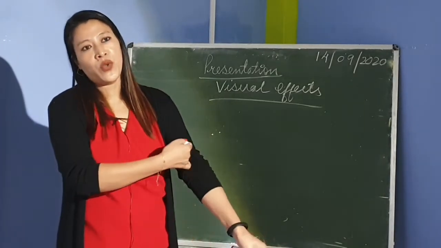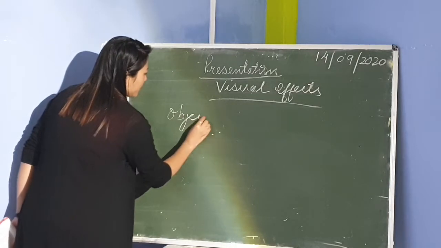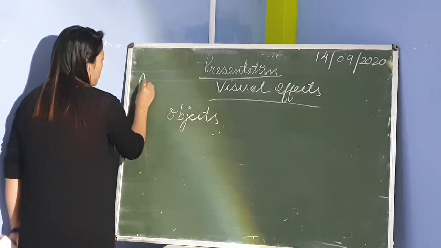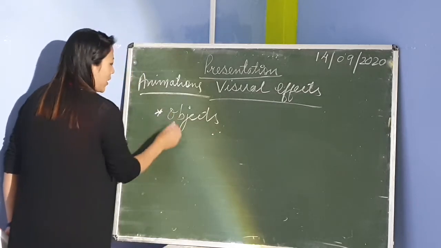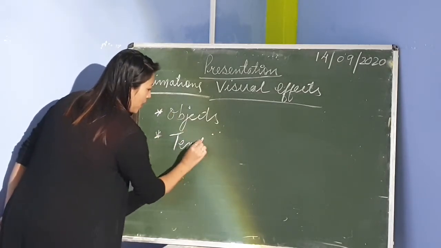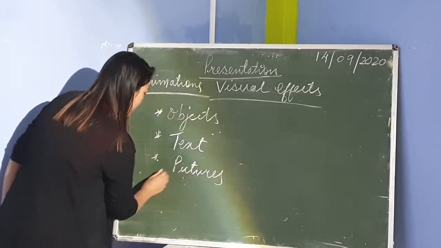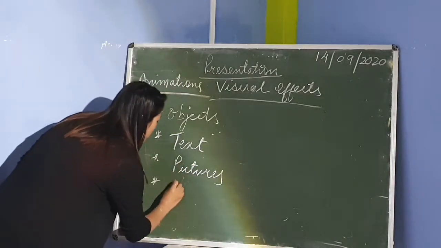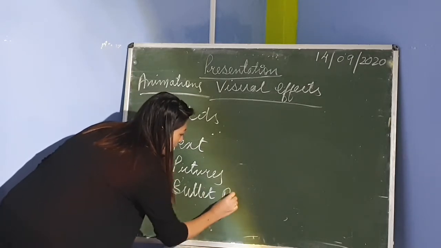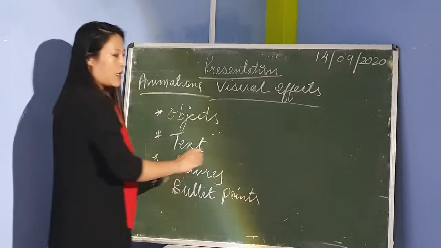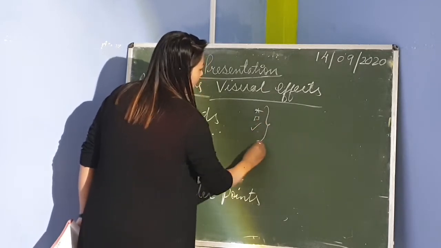You can give animations to objects, you can give animations to even text, you can give animations to pictures, and you can give animations even to bullet points. Bullet points here means sometimes you use asterisk, or sometimes you use a tick mark. All these are bullets.